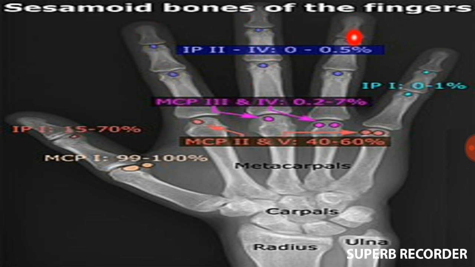Here we have sesamoid bones, but the largest one is found on the knee. The patella is the largest sesamoid bone in the body of a human being.